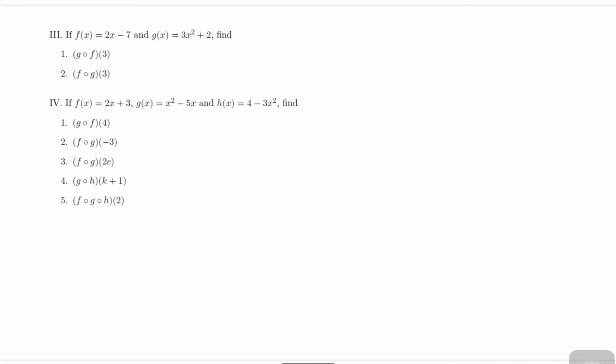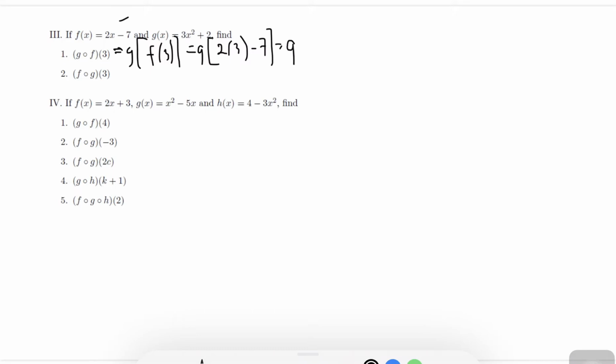So last example. What if we have our value of x, which is 3? We do the same thing. This is equal to g of f of 3. So what is f of 3? We have 2 times 3 minus 7. What is 2 times 3? 6 minus 7. So this is now g of negative 1.